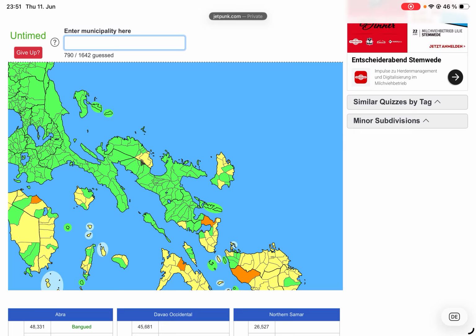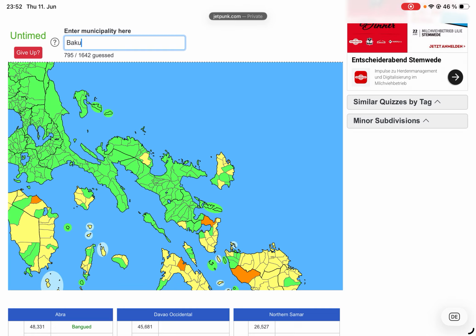We already named San Vicente here, so this is San Lorenzo Ruiz. What's wrong? San Lorenzo with an N Ruiz. Okay. Then we have Mercedes, and we have Bakun. Not Bakun, Balloon. Balud.